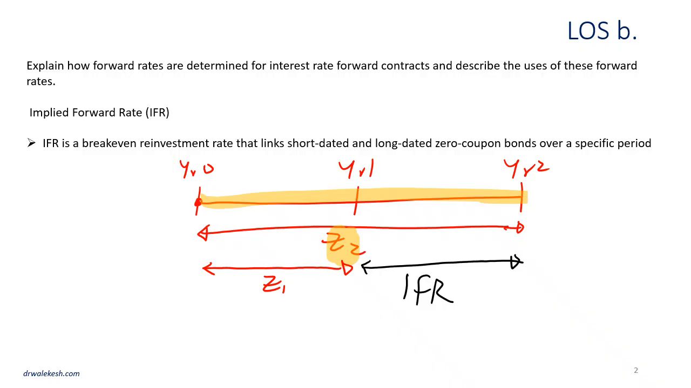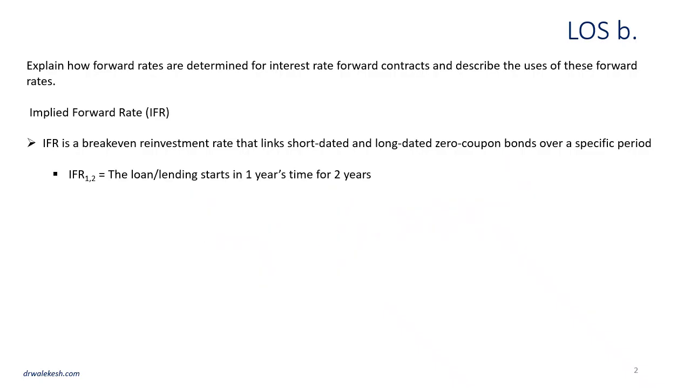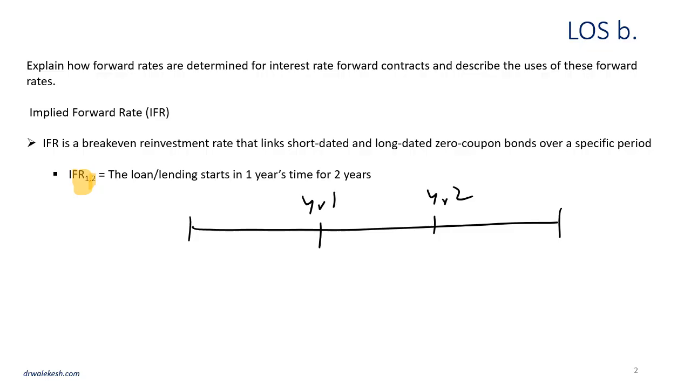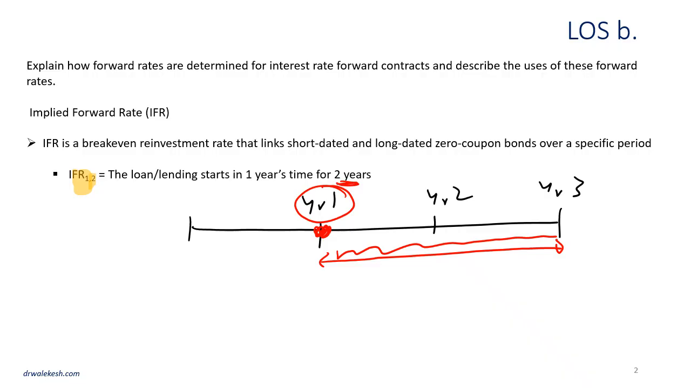So this implied forward rate is the lending rate that starts in 1 year's time from now. It does not start here. It starts in 1 year's time from now, and it is for 1 year. We could also have implied forward rate 1,2. So if that is the case, let's say this is year 1, year 2, and year 3. The implied forward rate will be this. Lending or borrowing starts in 1 year's time from now, and the lending or borrowing is actually for 2 years.